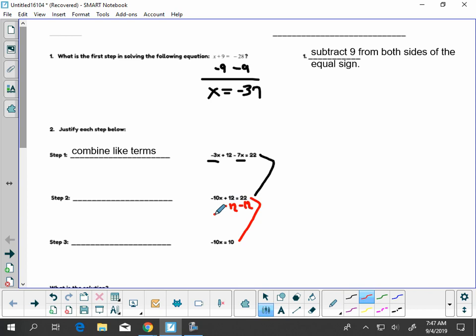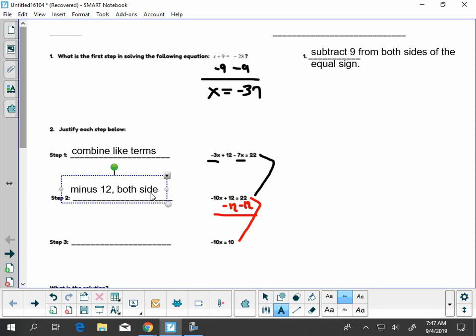That needs to be done on both sides of the equal sign. So what I did there, minus 12, both sides of equal sign.